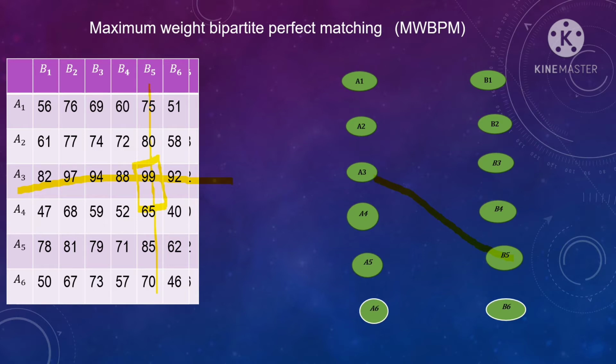A2 to B3. This is the A2 and this is the B3. So this number is 74. The number that we need to find is 74. So this is the 99, and this is the 70. It's not easy. 74.